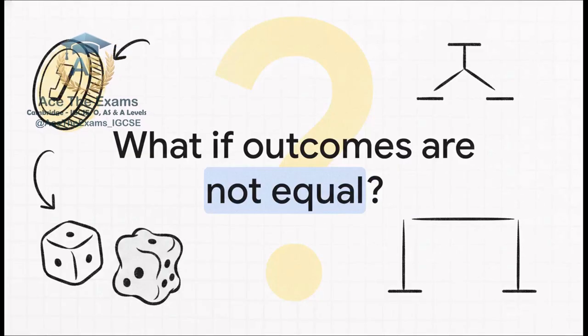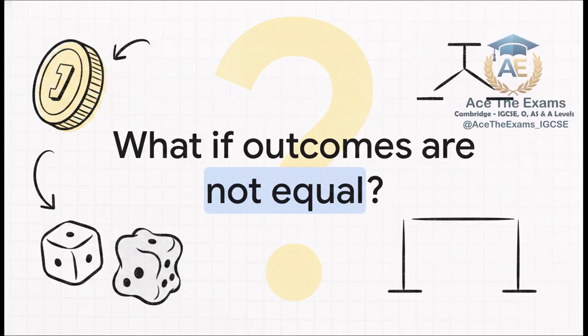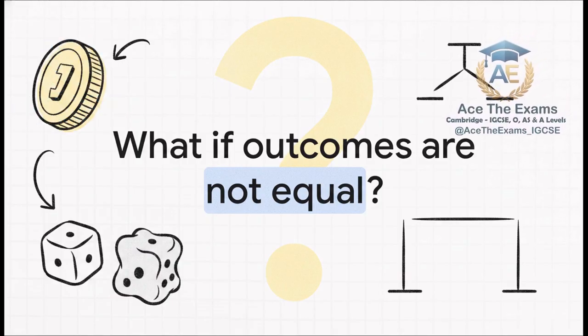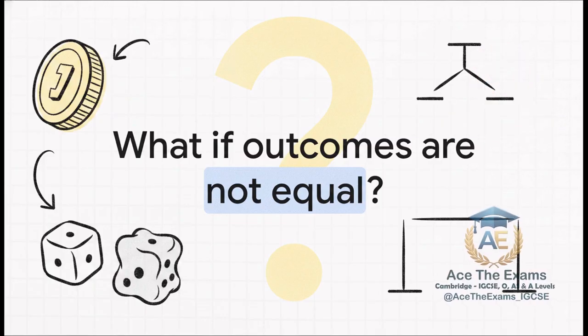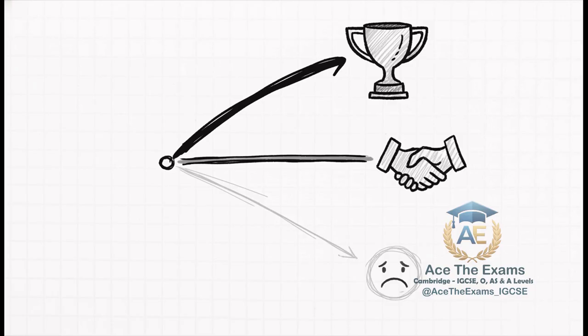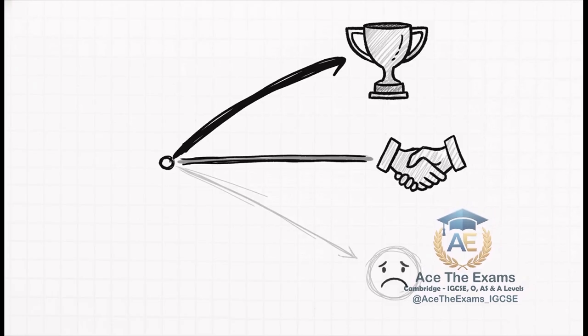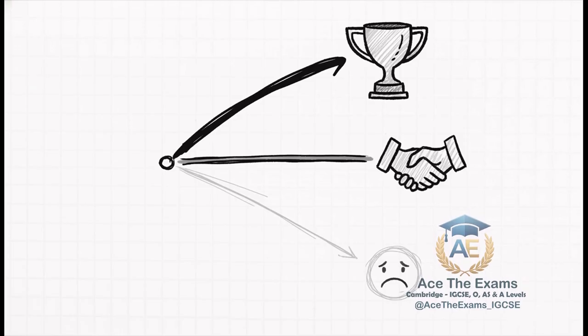Now, so far, we've only been talking about coins and dice, which are perfectly fair. But let's think about the real world for a second. What if the outcomes are not equally likely? What happens to our perfectly balanced diagram when the probabilities aren't just a neat 50-50 split? Honestly, this is where the true power of the tree diagram really shines. Unlike simple fractions, the branches on a tree diagram can hold absolutely any probability fraction you throw at them.